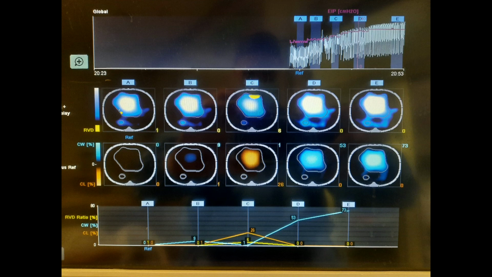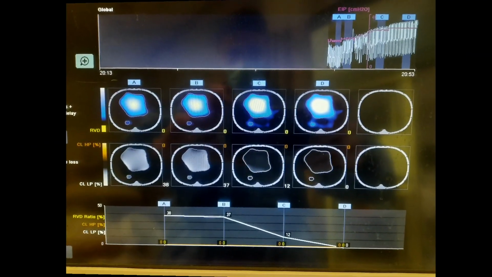We can see that by the time we hit a P high of 30, the lung had become 73% more compliant as compared to a P high of 20. So the optimal P high for this specific patient that is helping to recruit the dorsal distribution of ventilation is a P high of 30.